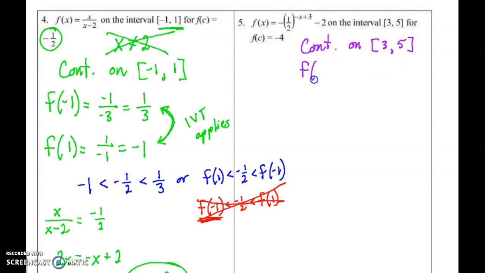So then you try your lower bound, f of 3. Probably would be faster if you just go to your calculator, except negative 3 plus 3 is 0, so anything to the 0 power is 1. Negative 1 minus 2 would be negative 3.